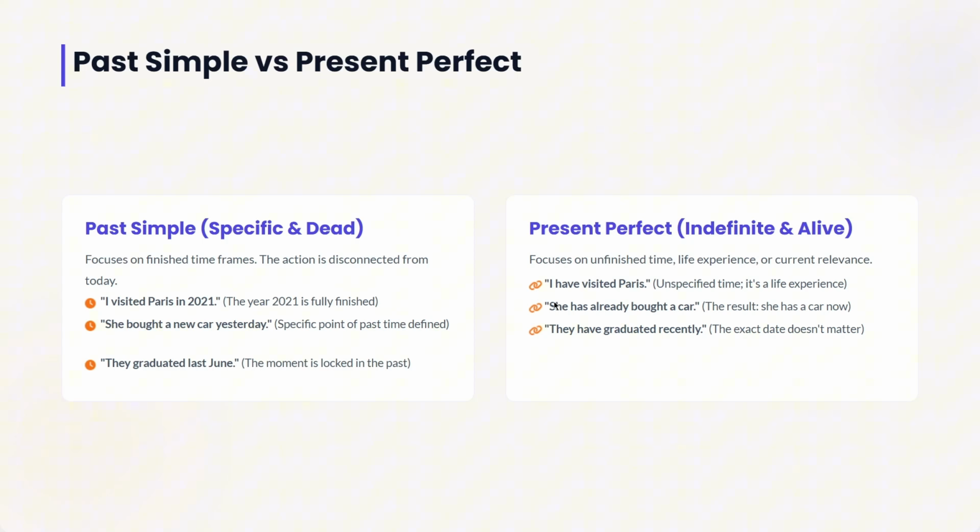Present perfect focuses on experience, relevance, or connection to the present. For example, she has already bought a car and they have graduated recently. The exact date doesn't matter.